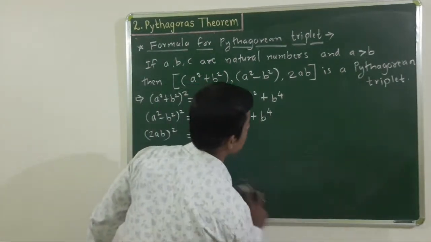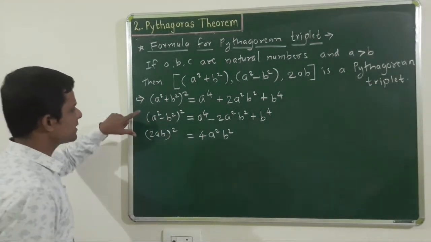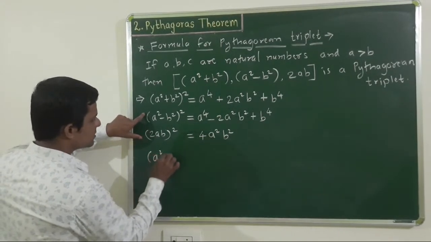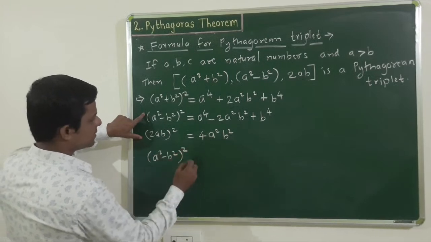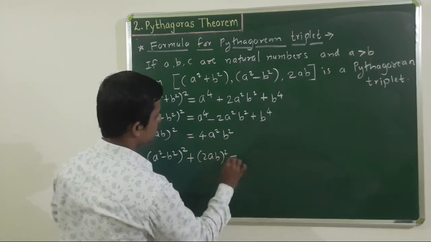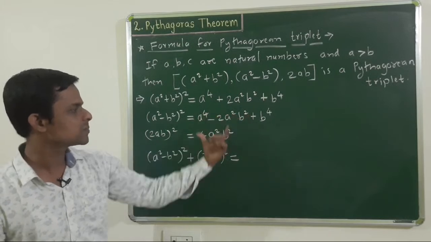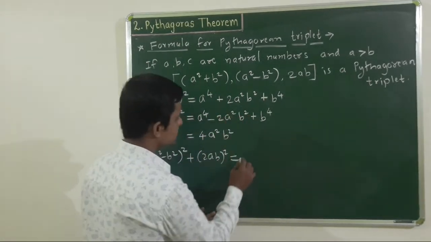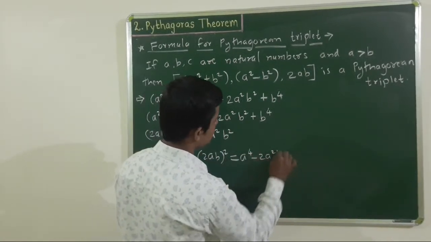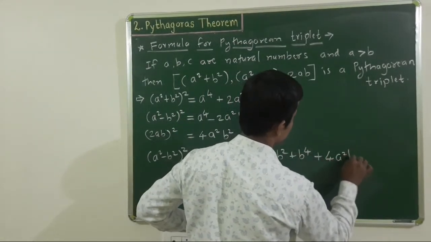Now take the sum of squares of the smaller two numbers, and I think these two are smaller. Therefore, taking the sum of these two, I can write (a square minus b square) whole square plus (2ab) whole square is equal to the sum of squares of the smaller two numbers, which is this answer plus this answer. I am writing this as it is: a raised to 4 minus 2 a square b square plus b raised to 4 plus 4 a square b square.